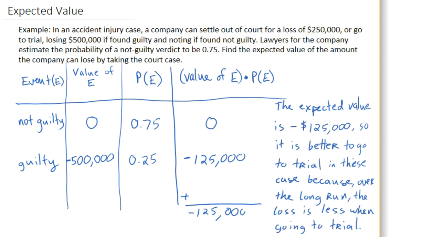Alright, so it asked to find the expected value of the amount the company can lose by taking the court case. I think also it's good to explain your reasoning on that. Sometimes you'll be asked to explain your reasoning, so I just wrote out a sentence here explaining what I've described. The expected value is negative $125,000, so it is better to go to trial in these cases because over the long run, the loss is less when going to trial.